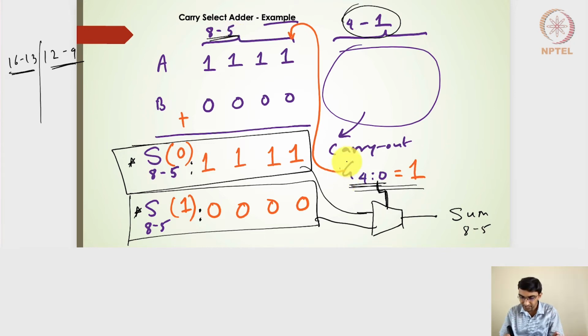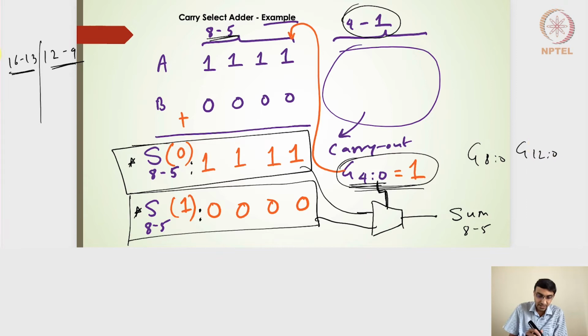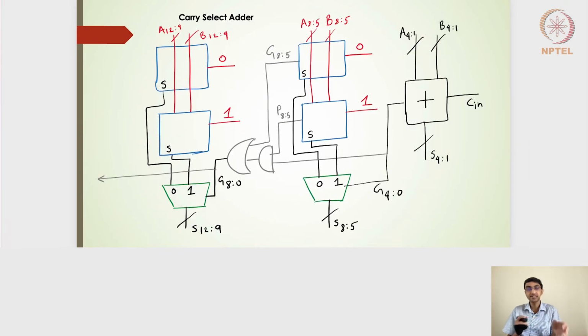The moment the carry out is generated, it is going to pass through the sum bits, right? So the delay will be very less. In fact, the delay will be limited by this carry out signal being generated. The moment G4 is to 0 is generated, or G8 is to 0 is generated, or G12 is to 0 is generated, we will get the sum bits, right? So now let's have a close look at this with our understanding of that particular example.